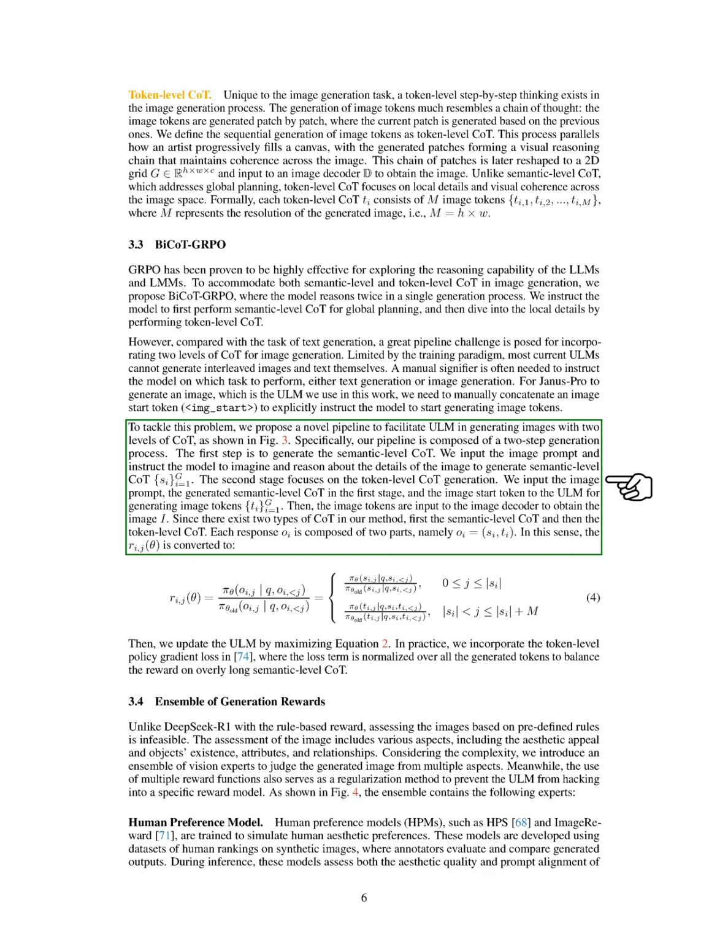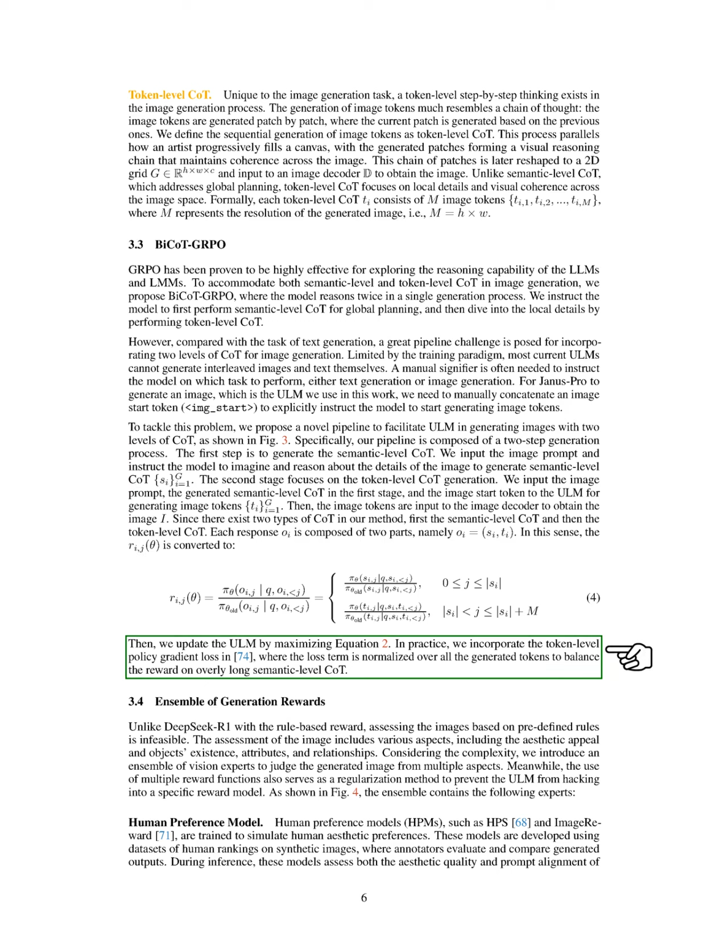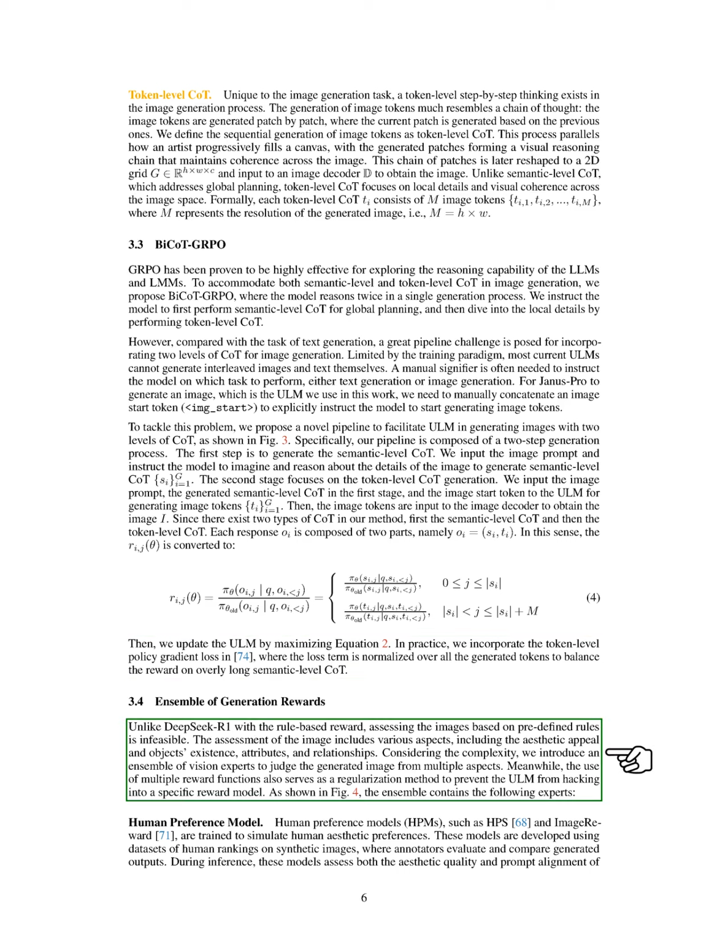Each response from the model includes both semantic and token-level components. We then update the model by maximizing a specific equation, incorporating a token-level policy gradient loss to balance the rewards. We also discuss the ensemble of generation rewards. Unlike rule-based systems, evaluating images based on predefined criteria is complex due to various factors like aesthetics and object relationships. To tackle this, we employ a group of vision experts to assess the generated images from multiple perspectives, using different reward functions to avoid reliance on a single model.